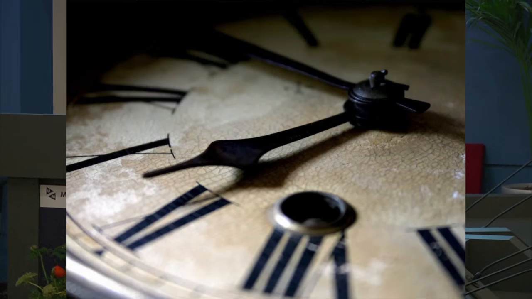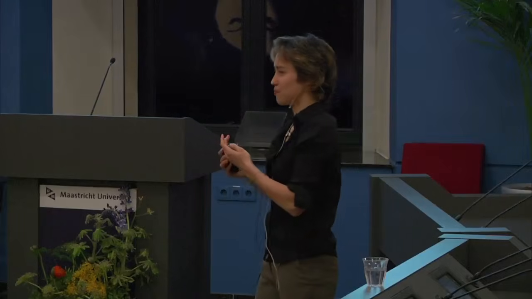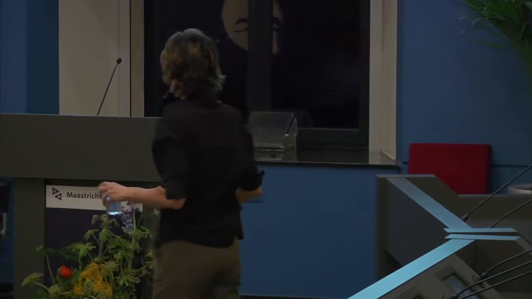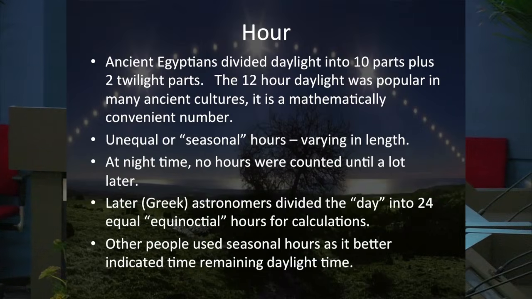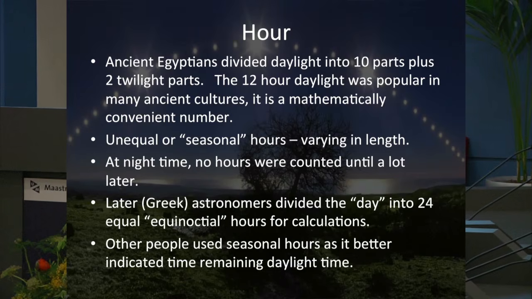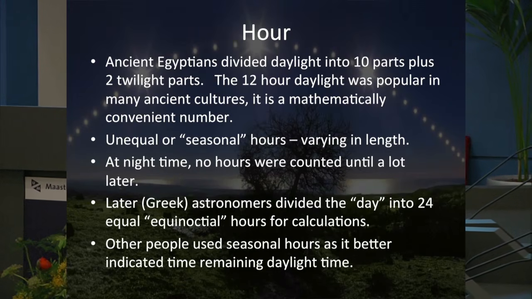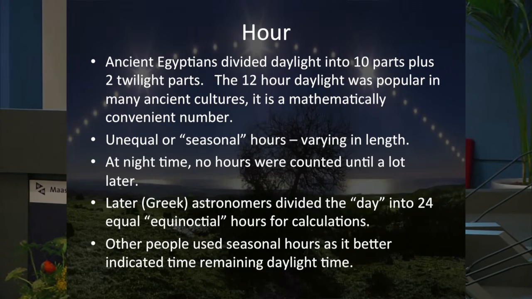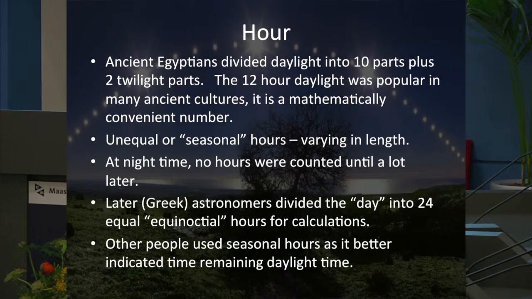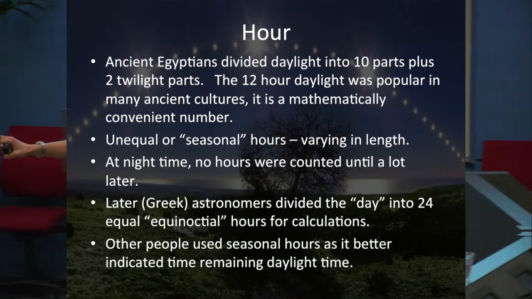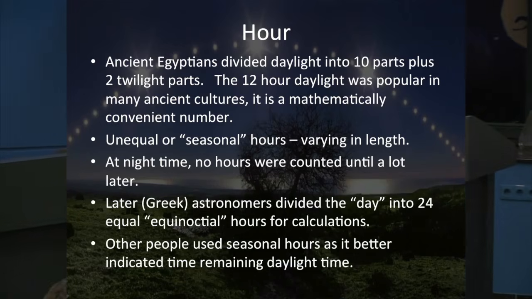And these are more artificial measures that we have created to be able to define smaller units of our day, basically. So when we talk about hours, well, it was the ancient Egyptians who first decided to split a day into 12 hours. They decided to split it into 10 hours plus 2 twilight hours, twilight in the morning, twilight in the evening. So that gave you 12 hours.